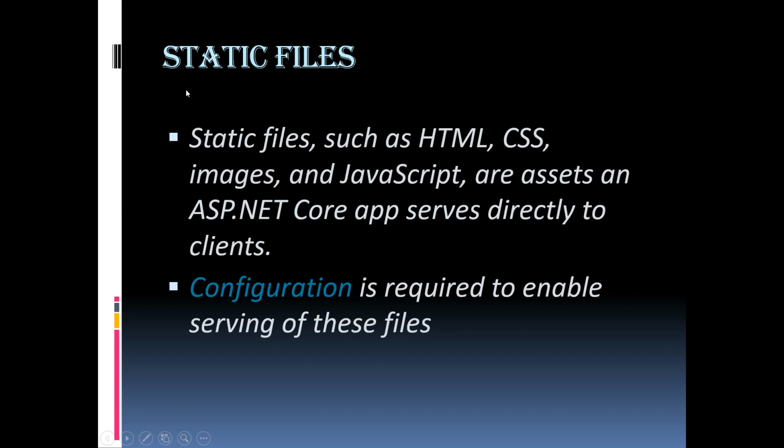One of the most important features almost all web applications should have is the ability to serve static files directly from the file system to the clients. Files such as HTML, CSS, images, and JavaScript are the important assets of an application, and ASP.NET Core can serve these files directly to the clients. By default, ASP.NET Core can't serve these static files. Some configuration is required in order to enable ASP.NET Core to serve these static files directly.